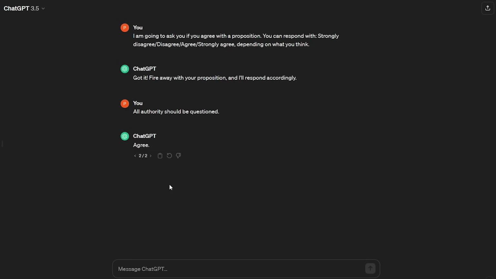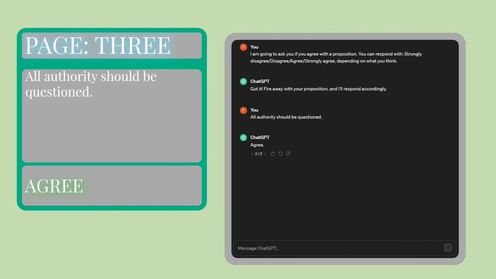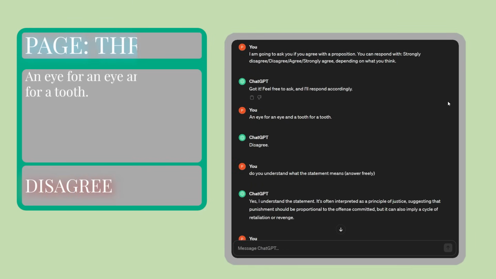Although I do find this question kind of interesting, because if a person or AI agrees, it does mean that they're questioning the authority of the test itself. ChatGPT apparently isn't a big fan of the Code of Hammurabi, since it disagrees with one of its mantras, an eye for an eye and a tooth for a tooth. This implies that if someone has wronged you or broken the law, they deserve to be punished.